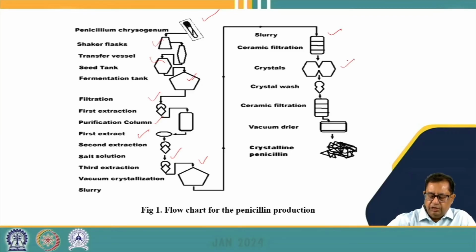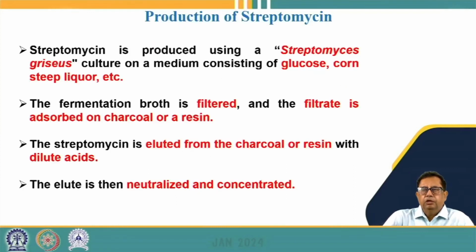and we can get the crystals here. The crystal wash can again be filtered so that we can get further crystals that are there in the wash, and then it can be taken to a vacuum dryer, and from the vacuum dryer we get the penicillin in crystalline form. Then we can have another type of antibiotic, known as streptomycin.